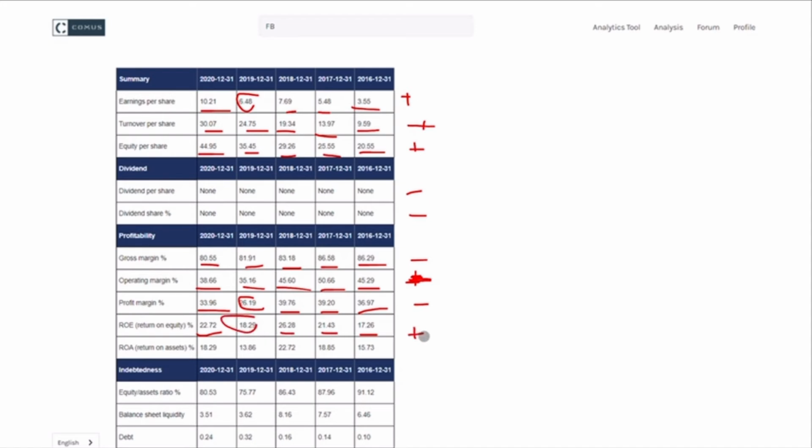The return on assets went from 15.7% up to 18.2%, and has been growing. One year we fell off, but overall moving in the right direction.